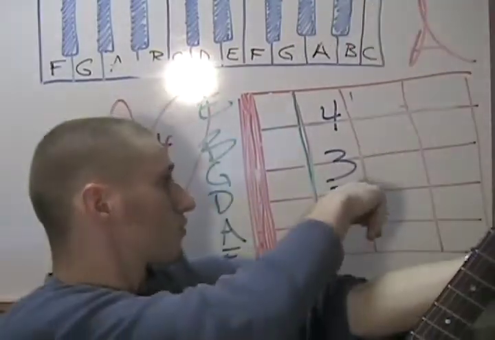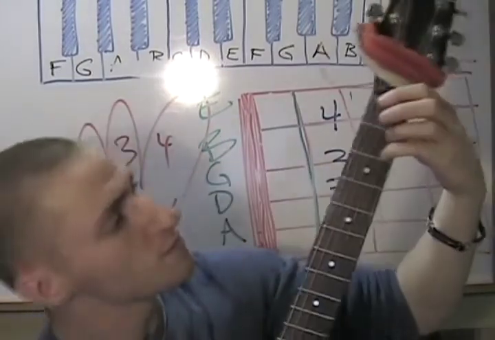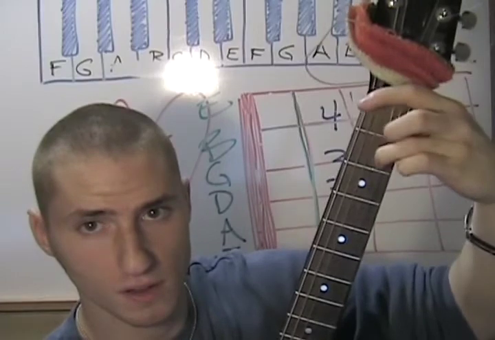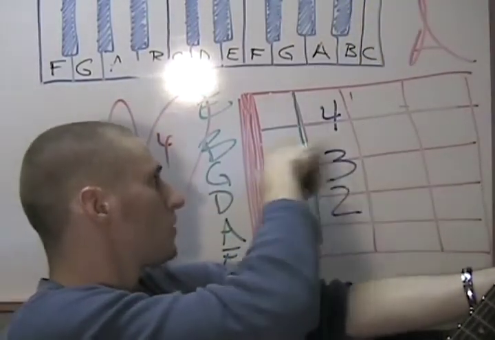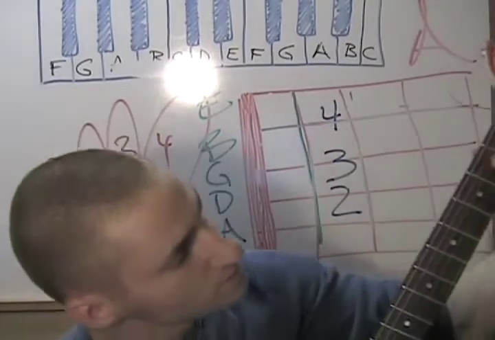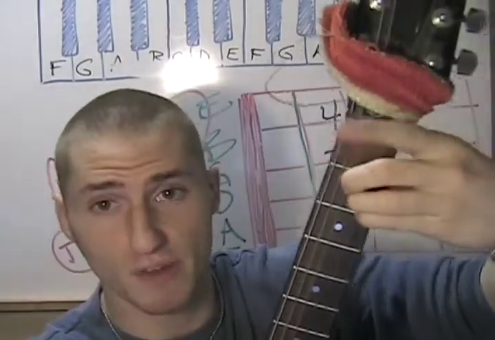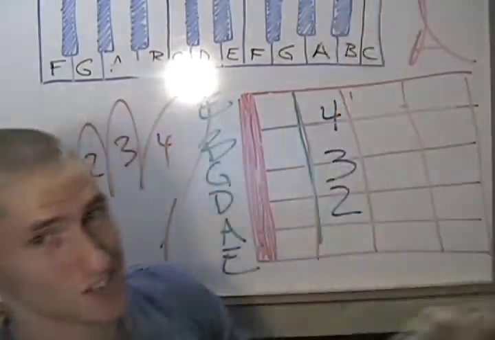Okay, let's take our third finger and put it on the second fret of the G. Right there. Let's take our second finger and put it on the second fret of the D. There we have it. Notice how my first finger is just hanging tight, flying solo. Why? Because it's not even on here.